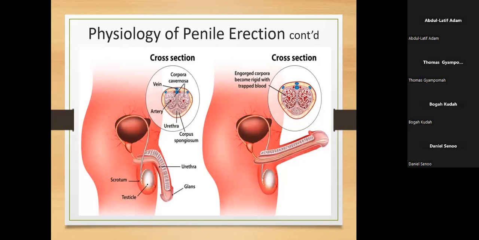So, some more examples of the penile erection. I'm sure there's no need to emphasize this one again, to the extent that when there's an erection, blood is engorged. It's the engorgement or the trapping of the blood in the corpus cavernosa that will lead to the erection, right?